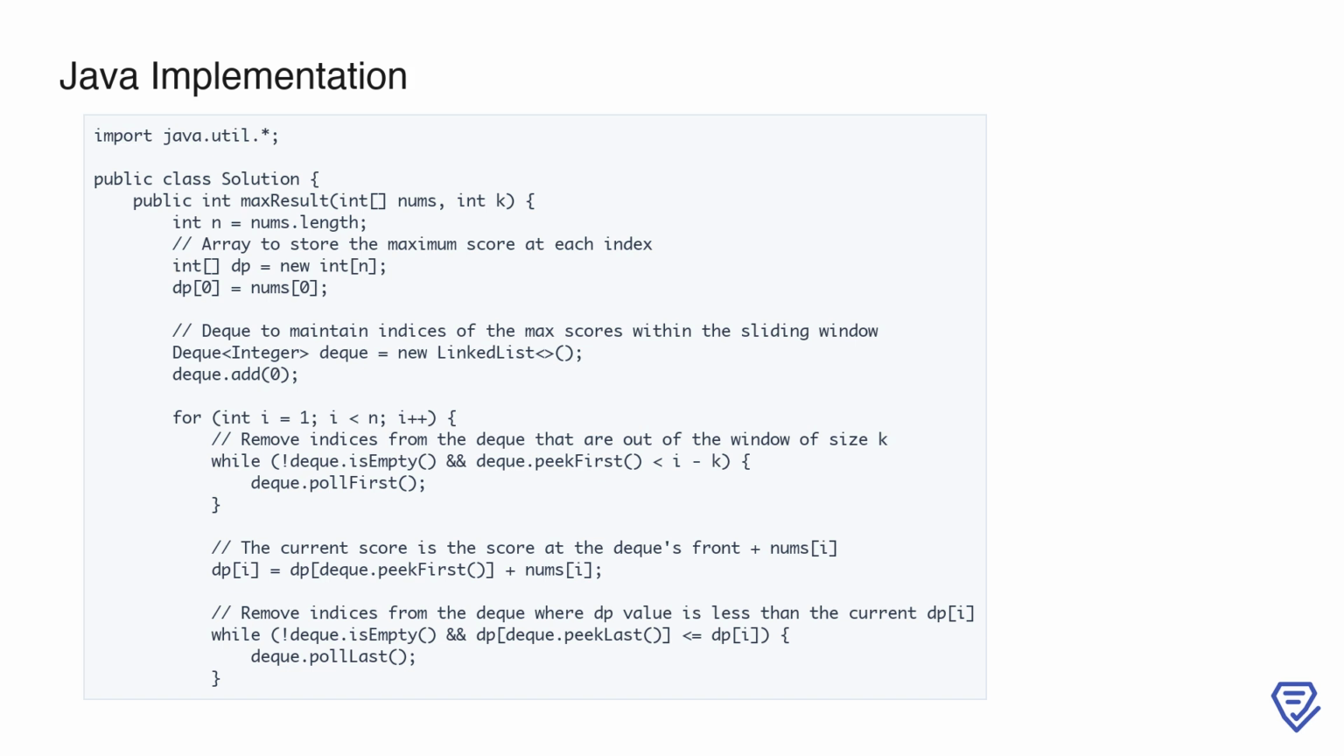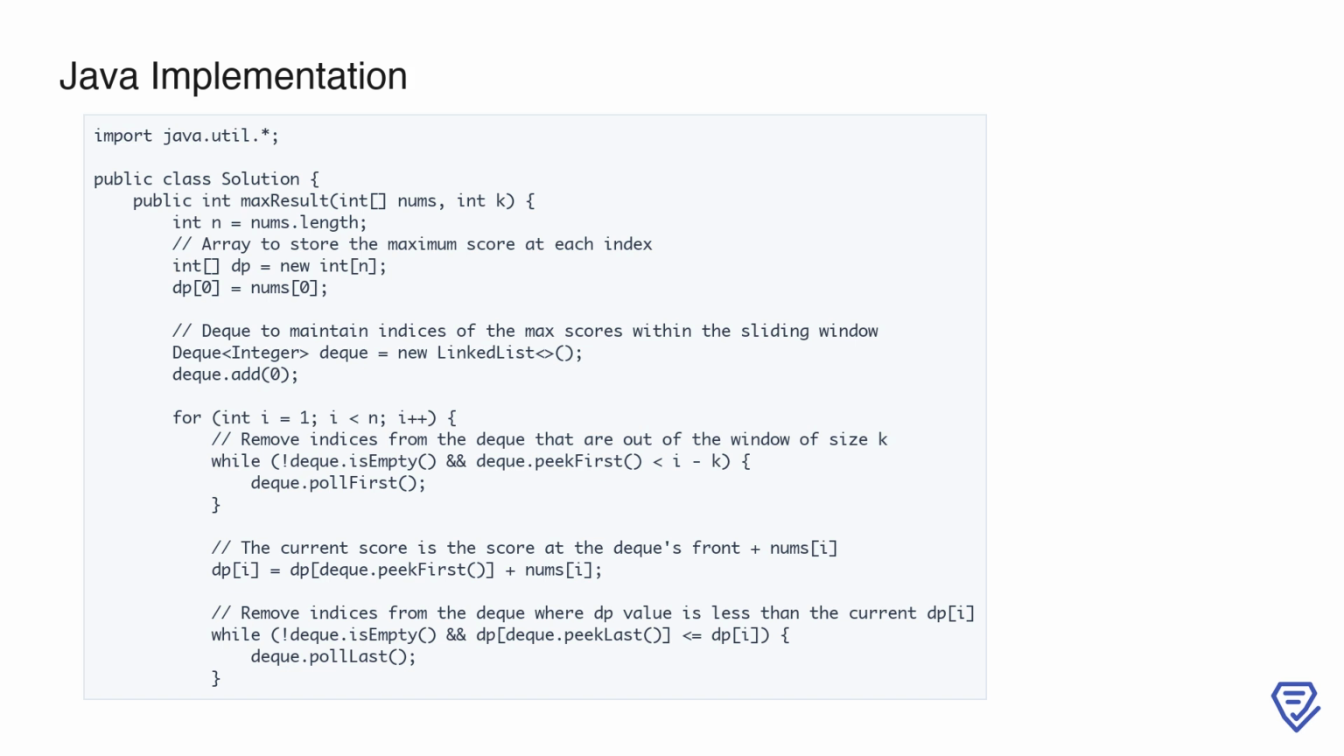Next, we declare a deque, which will help us efficiently track indices of maximum scores within a sliding window of size k. Initially, we add index 0 to the deque. Now, as we iterate through the array starting from index 1, we first remove indices from the front of the deque that fall out of the current sliding window.